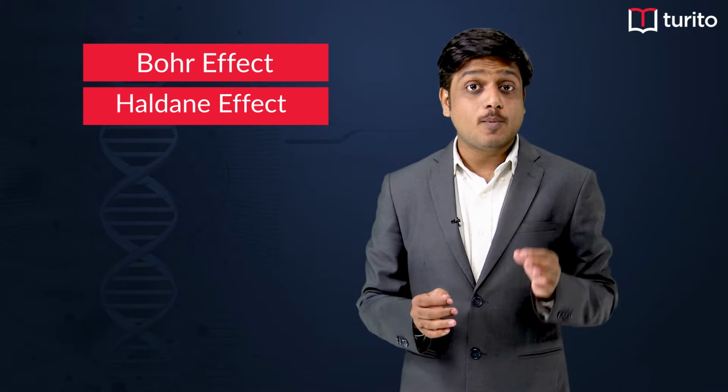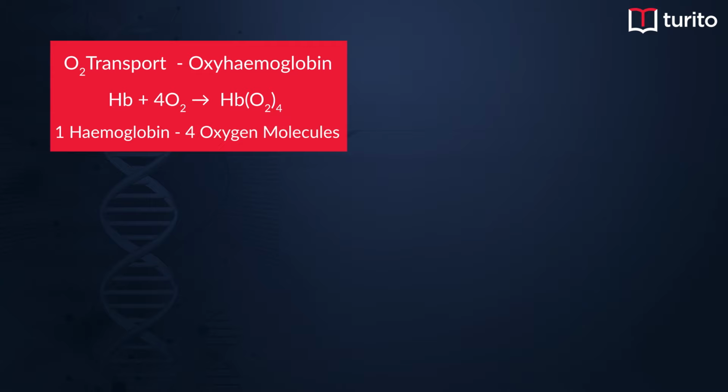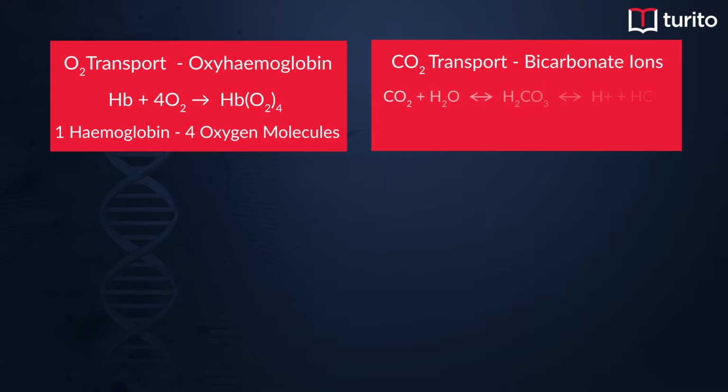To understand the Bohr effect and the Haldane effect, we have to understand how the gases are transported between the lungs and tissues. The oxygen is transported in the blood in the form of oxyhemoglobin, meaning the oxygen that is bound to the hemoglobin. One hemoglobin can carry a maximum of 4 oxygen molecules, whereas the carbon dioxide is transported in the blood in the form of bicarbonate ions.